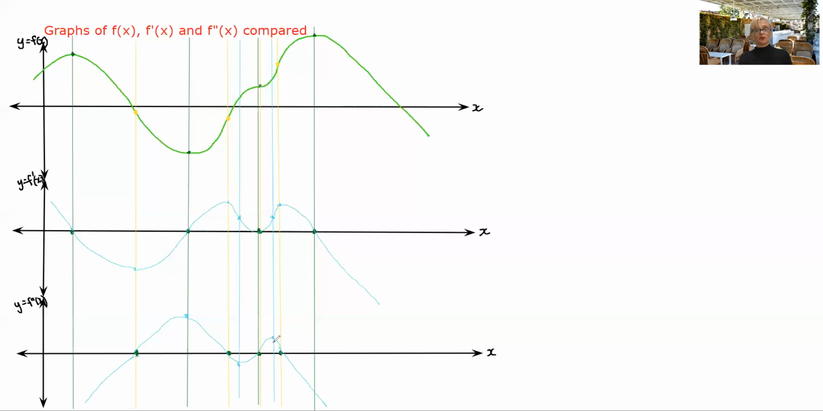Don't know if you agree with me or not, but it's kind of cool. You can actually go backwards, which is even harder. I'm not going to attempt that at this stage, but I will at some stage in the future do a video where you go backwards from the second derivative and you try to work out the shape of the first derivative in the original function.